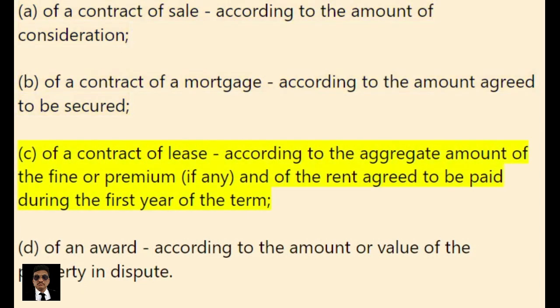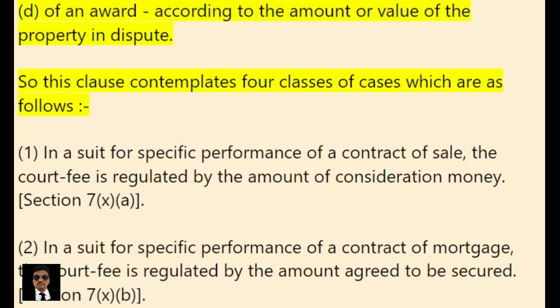C. Of a contract of lease, according to the aggregate amount of the fine or premium, if any, and of the rent agreed to be paid during the first year of the term. D. Of an award, according to the amount or value of the property in dispute. So this clause contemplates four classes of cases, which are as follows. 1. In a suit for specific performance of a contract of sale, the court fee is regulated by the amount of consideration money. Section 7(x)(a).